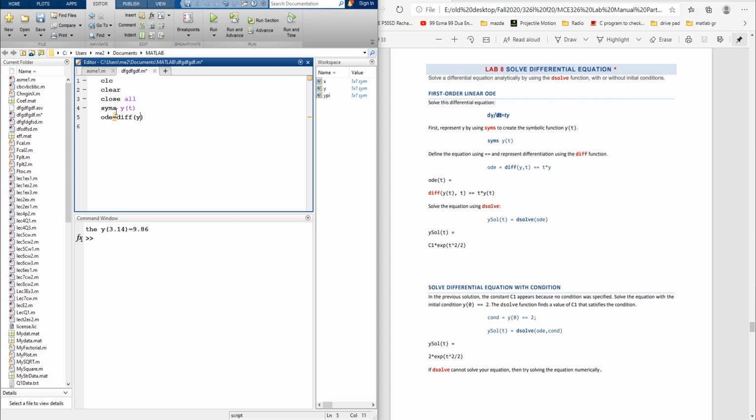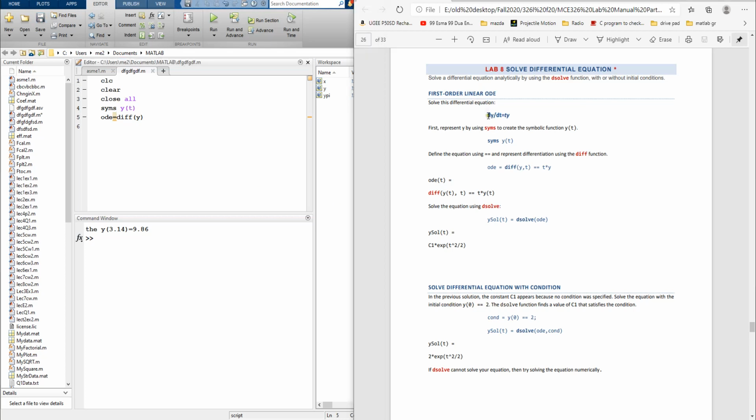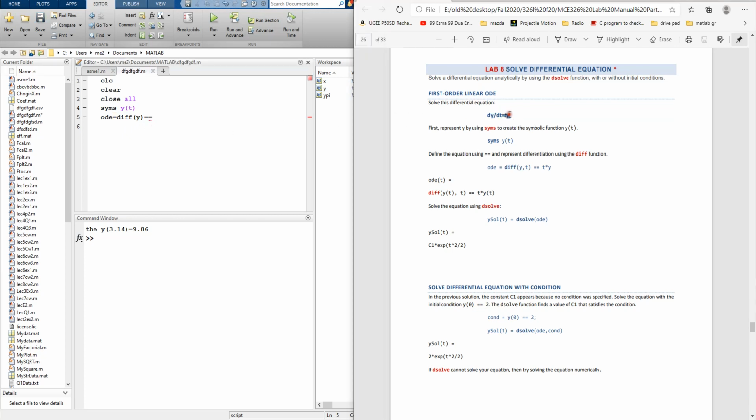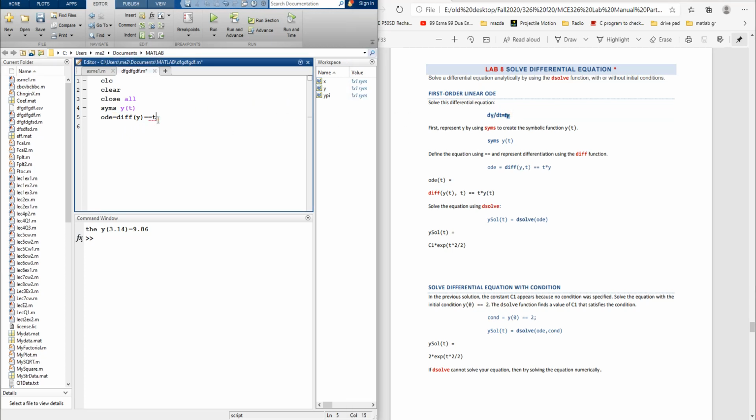So ODE equal diff of y. As you see, the left side of the equation here is dy over dt, so write diff of y. Now equal the value to the right side, t times y. It is t times y, semicolon, like this.